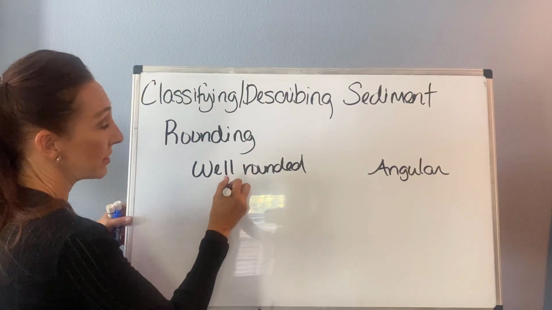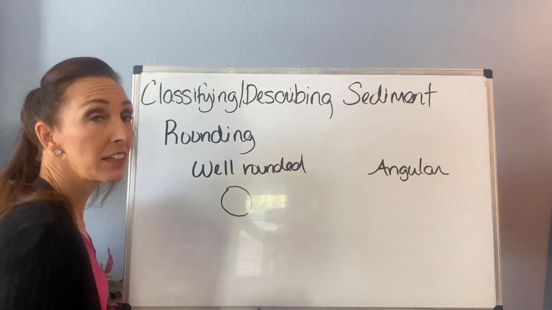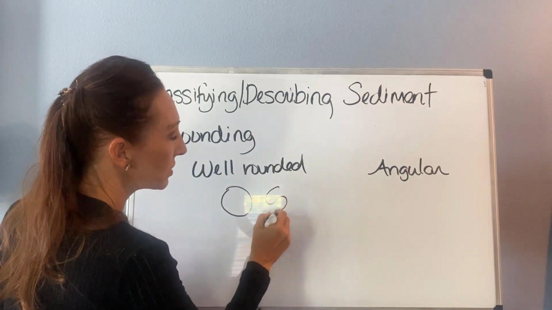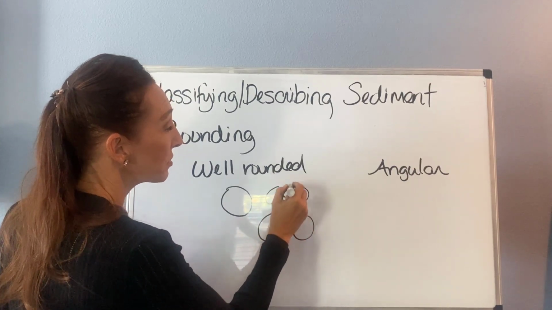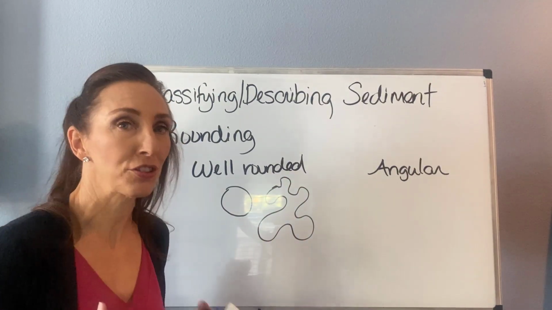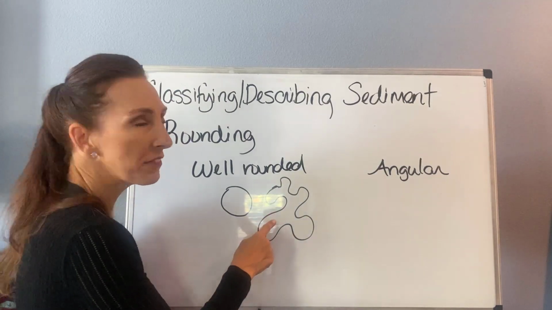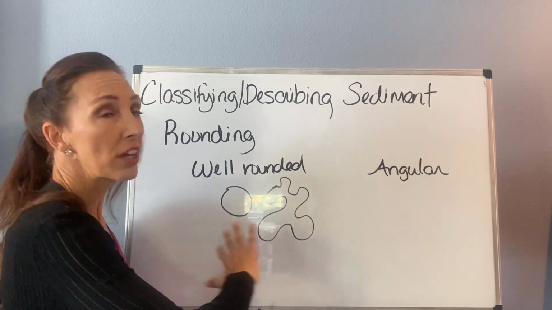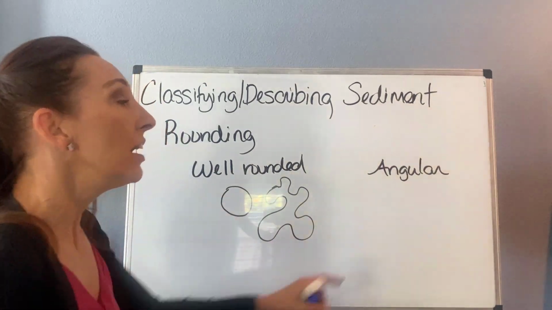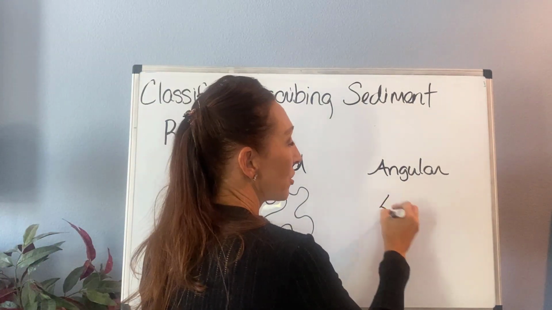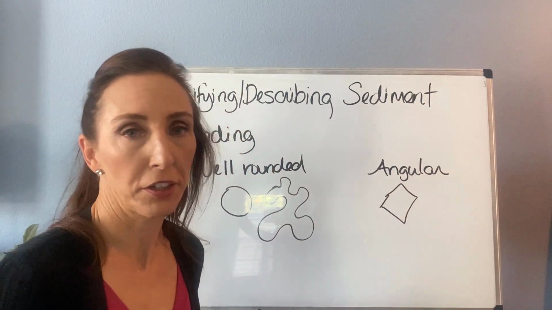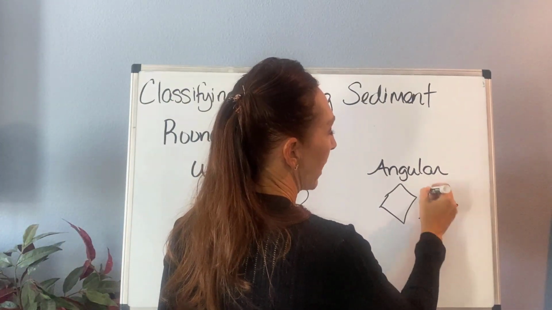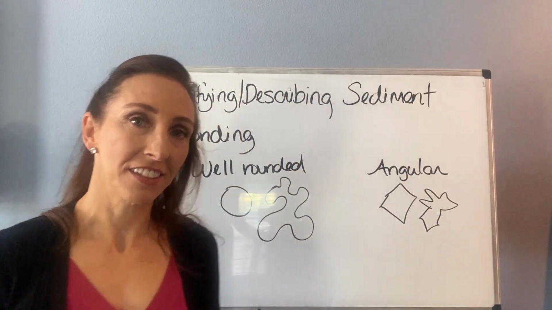So for well-rounded, if we just took a sphere, that would be well-rounded, nice and smooth. But also, this is an extreme example, this would also be well-rounded because it doesn't have any sharp edges. So you probably won't find a grain that's shaped this way naturally, but it just illustrates, we're just looking for smooth edges. Angular is just going to have a lot of sharp edges. So a box, or a cube, would be a great example of that. But again, anything that just has jaggedy edges is going to be considered angular.